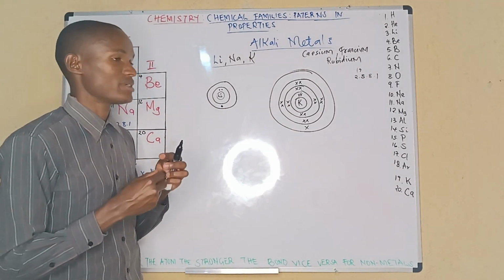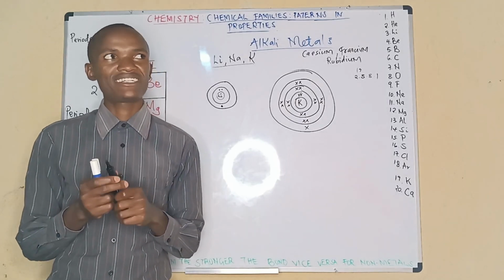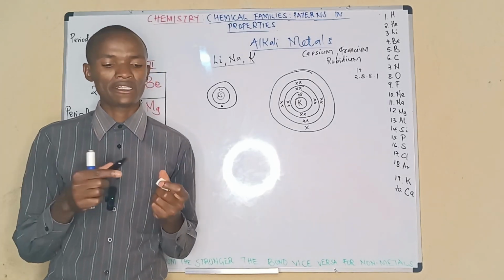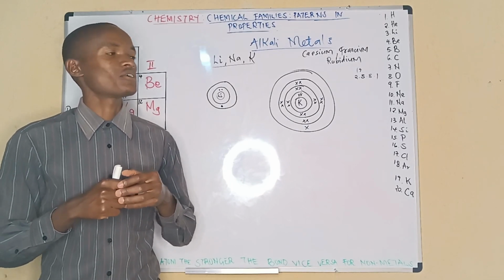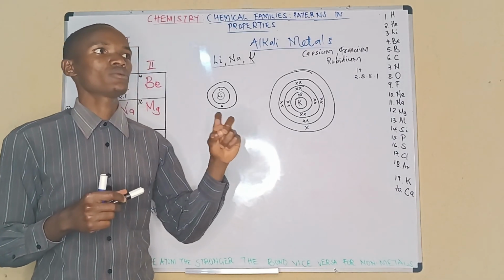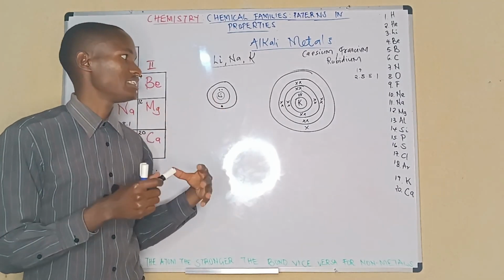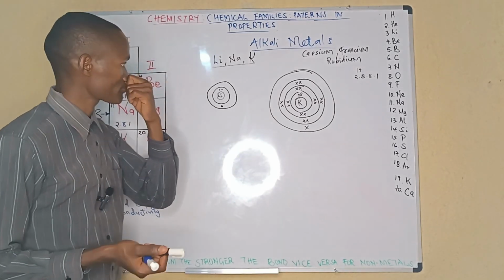So let us start with the atomic radii, and you have heard of the term radius. You have done it in mathematics or somewhere else. Radius simply means, for circular objects, the distance from the center of a circle to the edge. The distance from the center to the edge is called the radius. That one you did, that one you know.